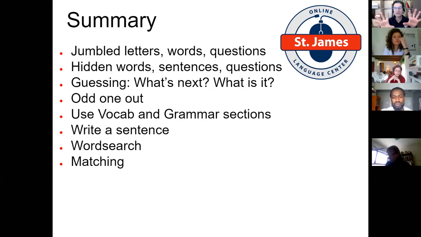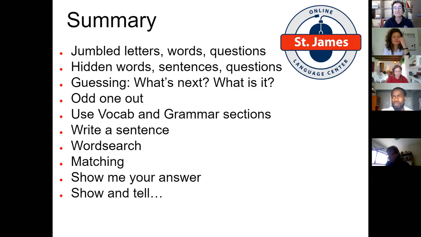When we do the matching, it's much better, in my experience, to give them the beginning of the sentence and the endings on different slides, so that they have to remember either the beginning or the end. Show me your answer, A, B, or C. Show and tell. This is great for homework.